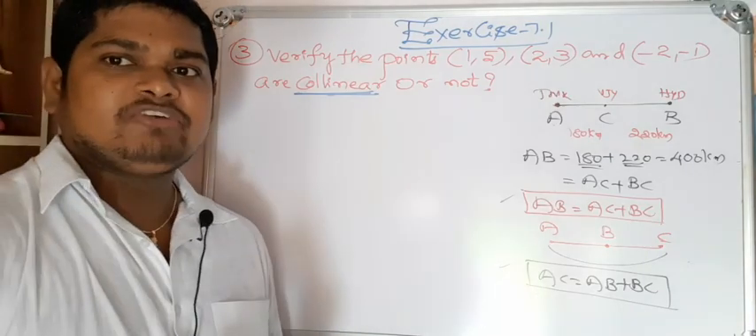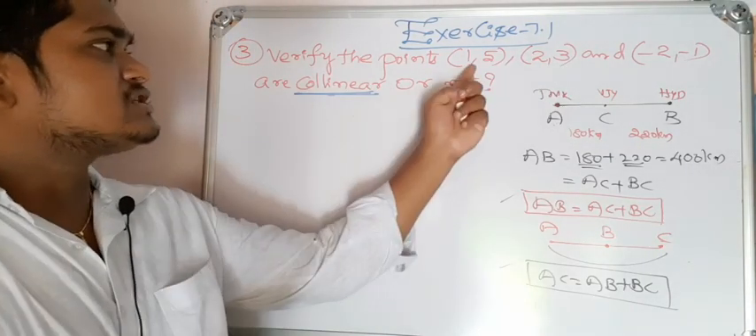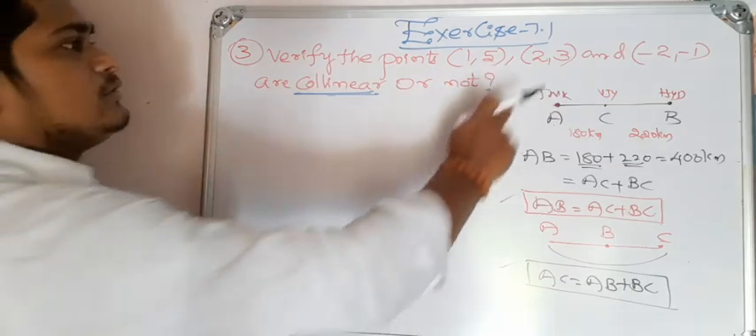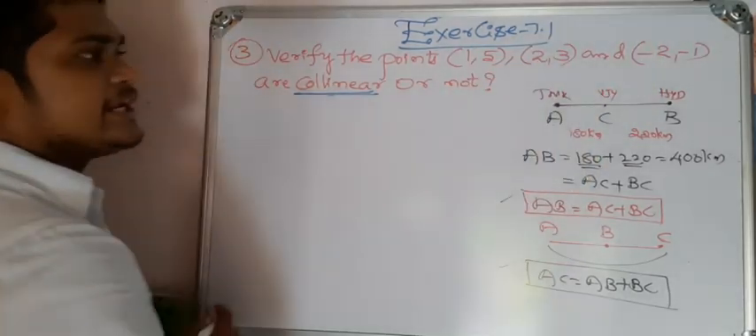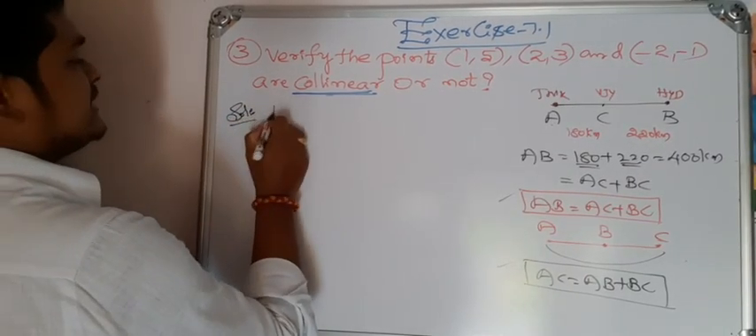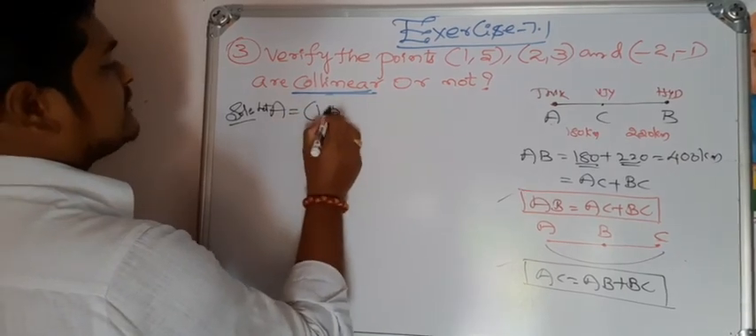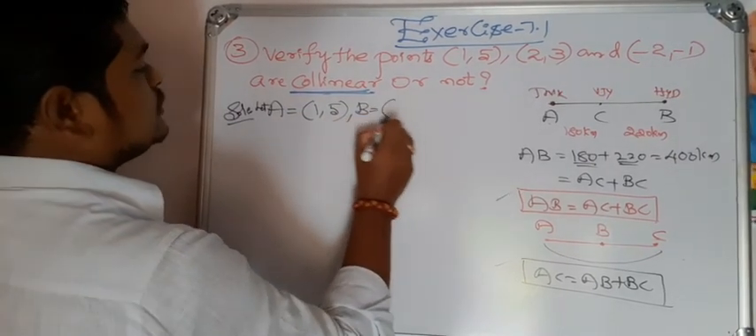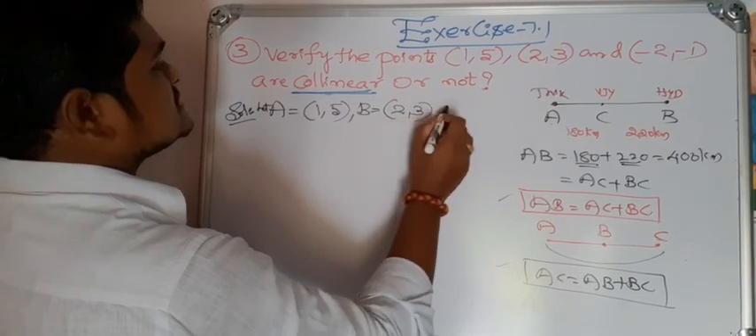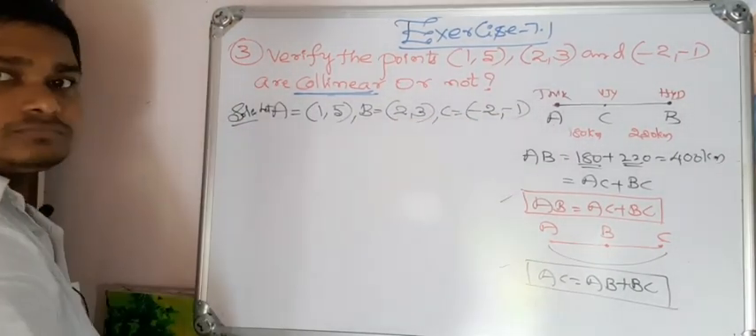Now we have to check whether the given points are collinear or not. Let us take the first point (1, 5), next point (2, 3), third point (-2, -1). Now coming to the solution, let A be (1, 5). Next B is (2, 3). Next C is (-2, -1).